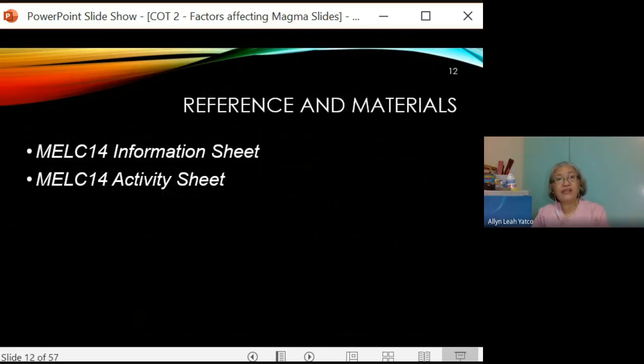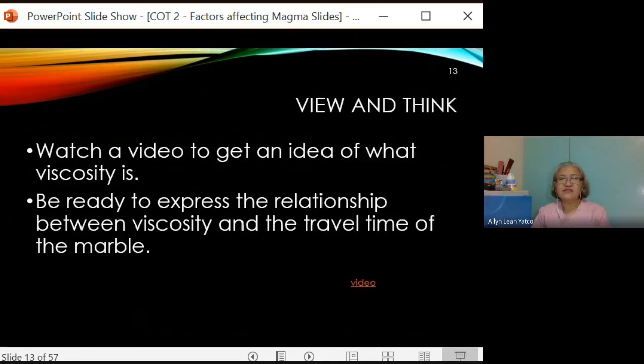At this point, I would like you to get your study sheets so that you can follow as I go through the instructions. Please get your information sheet and the activity sheet for MELC 14. Let's go to view and think. At this point, we will watch a short video clip so that we will be able to define or describe what viscosity is in terms of how long it takes for a marble to travel through a liquid. So let's start the video.